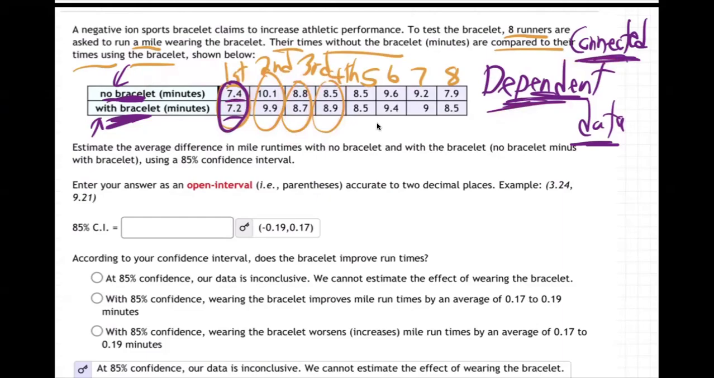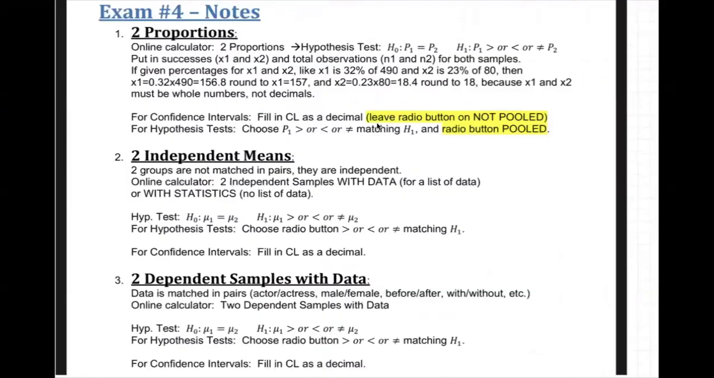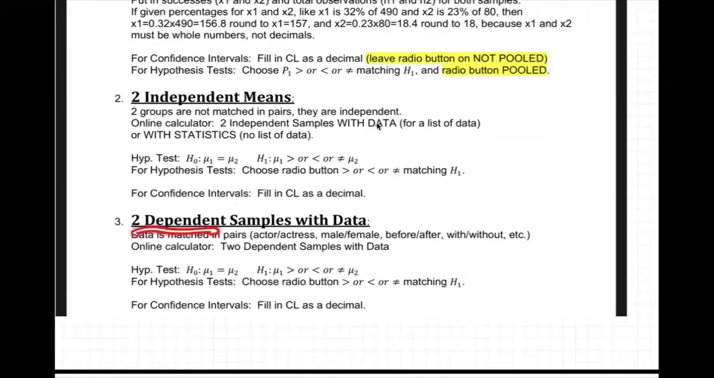So once we see that, we go, oh, okay. So come up here. Where are we going? So it's dependent, which means we're going to go to the online calculator to dependent samples with data.